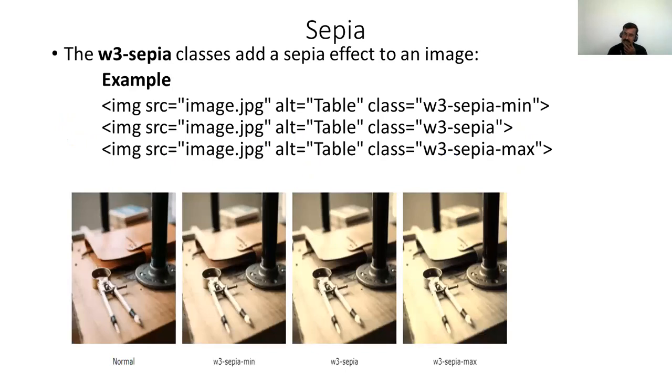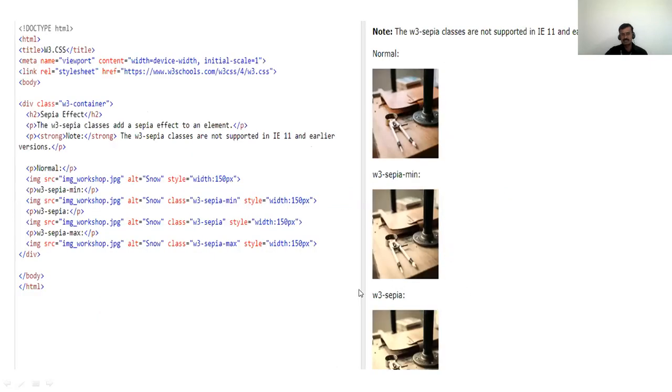Next, sepia. Sepia classes add the sepia effect to the images. In the same manner, inside the classes, we have to use W3 sepia minimum, normal, sepia max. So this is a normal image. If you are putting the effect of sepia minimum, you will get this answer. If you are using sepia normal, you will get this answer. If it is W3 sepia max, you will get this answer. Are you clear now? So this is the example coding for sepia. If you apply this code, you will get this answer.